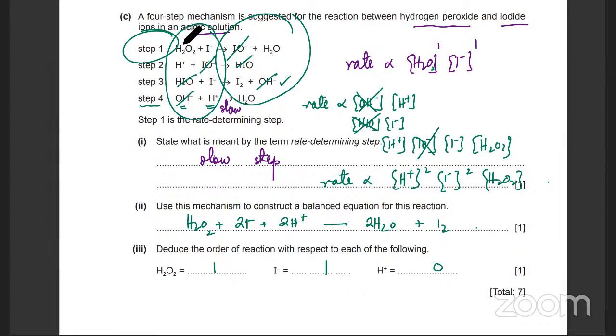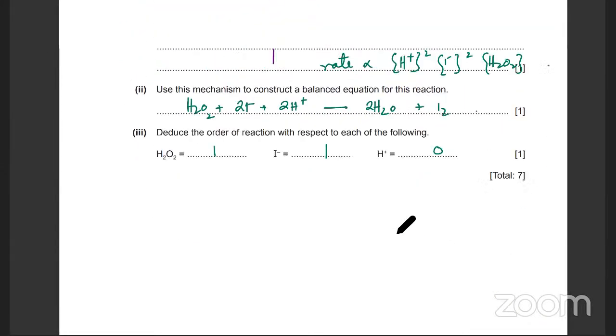The first step was the slow step. He told us the first step is the slow step. So the H plus 1 is not involved in the first step. So if you want to speed up the first step, H plus 1 has nothing to do with that. So that order is 0. And that's it.